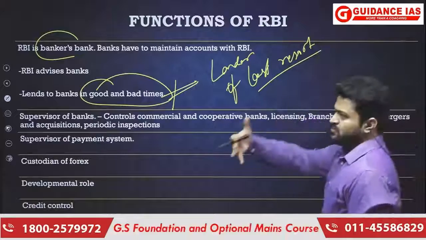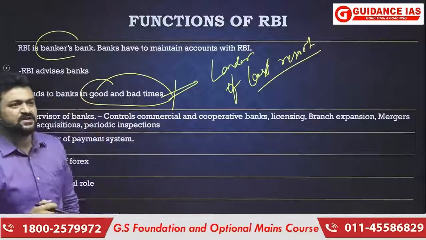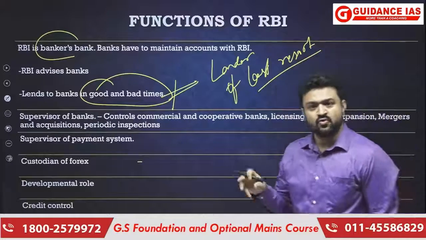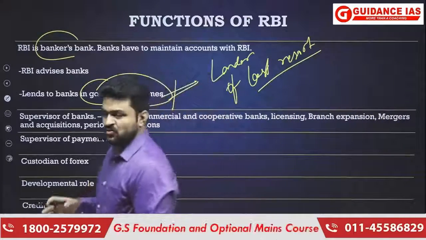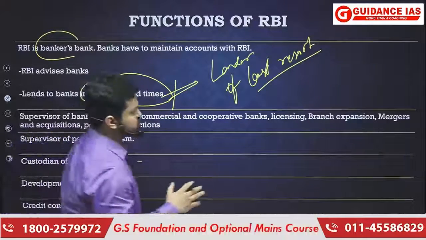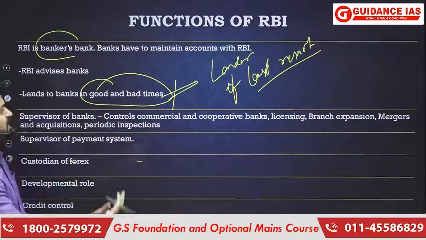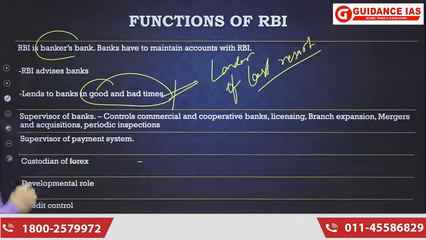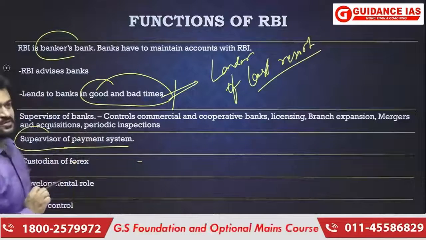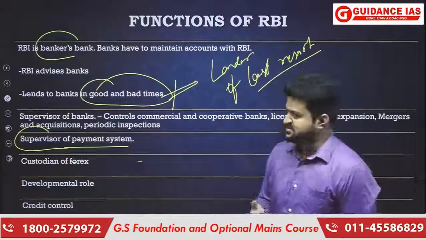Okay, now it is also a supervisor of banks. So, for example, it is going to supervise the activities of commercial banks. It is going to supervise the activities of other banks, for example, cooperative banks. It is going to oversee mergers and acquisitions. It is going to oversee the capital adequacy norms, whether they are being maintained by the banks or not. If certain banks are planning for branch expansion, that is also something which is going to be overseen by the RBI only. Then it is the supervisor of the payment system also. So what will be the norms of different payment modes? For example, RTGS is there, IMPS is there.